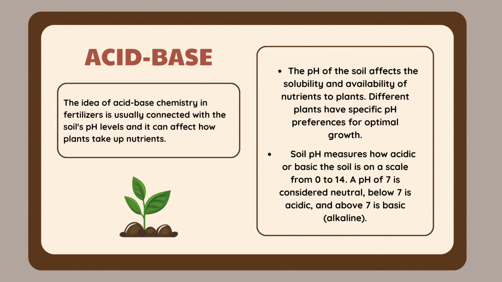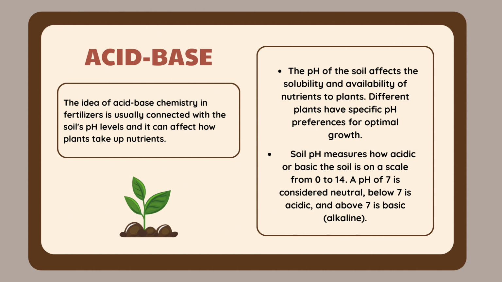In the first point, it states that the pH of soil is a measure of its acidity or alkalinity. It impacts nutrient availability by influencing chemical reactions in the soil. Most plants thrive in slightly acidic to neutral soil, but some prefer more acidic or alkaline conditions. Adjusting soil pH can enhance nutrient uptake and promote optimal growth for specific plants.